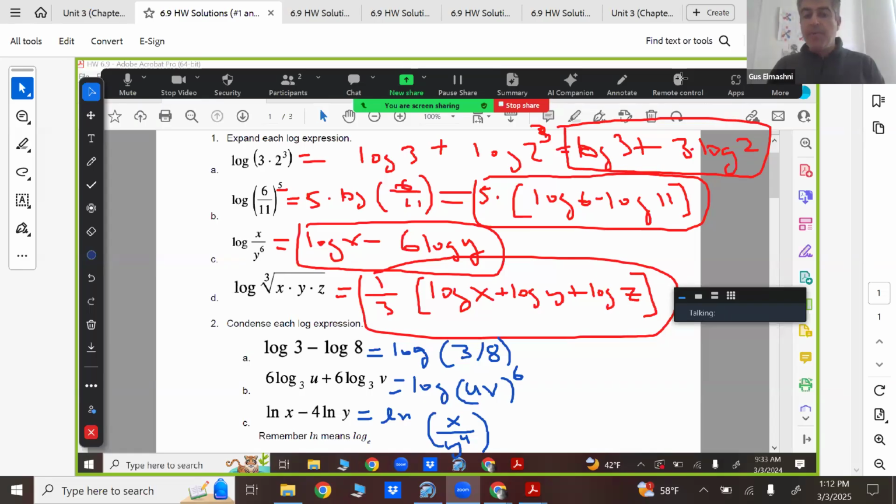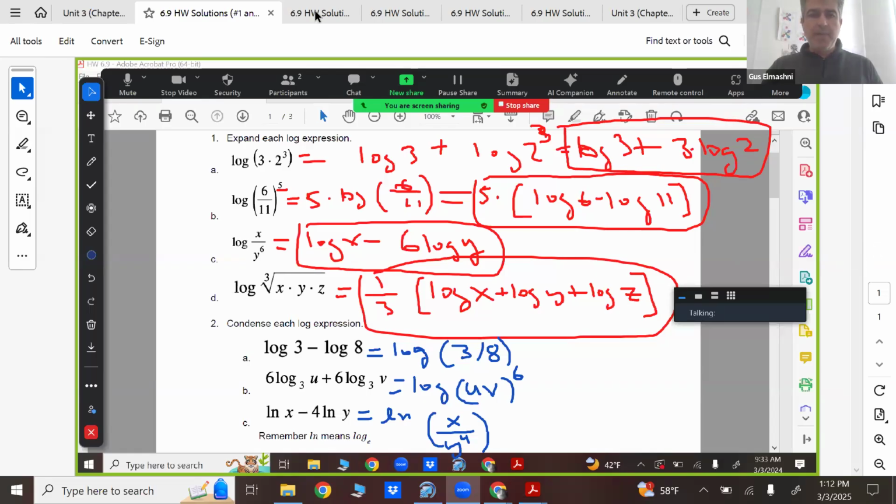Okay, for number 2, I'm not asking these questions directly. But these skills you need to know, like that's log of 3/8. The 6 goes in front, rolls to the back. So if U6 V6 or UV raised to 6, and then ln x over y4. All's good there for 2 ABC. No problems there.